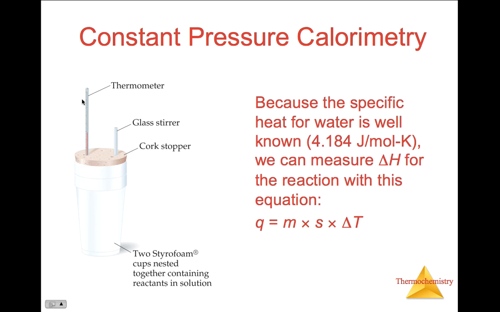Because the specific heat of water is well known, 4.184 joules per gram Kelvin, we can measure the enthalpy for the reaction with this equation. Q equals mass times specific heat times the change in temperature, m for mass, s for specific heat, triangle T for change in temperature. Q is the heat of the reaction.